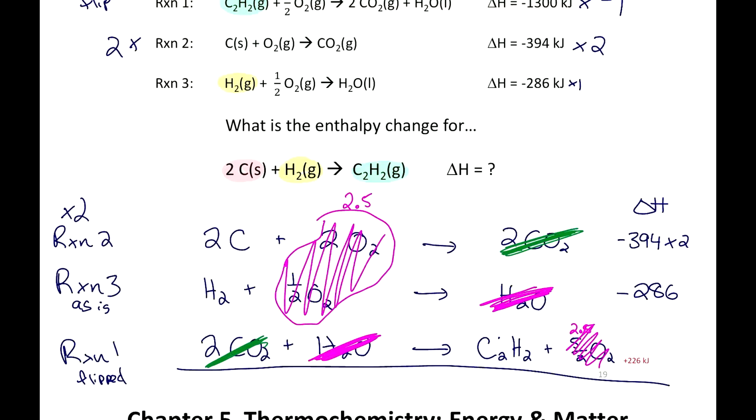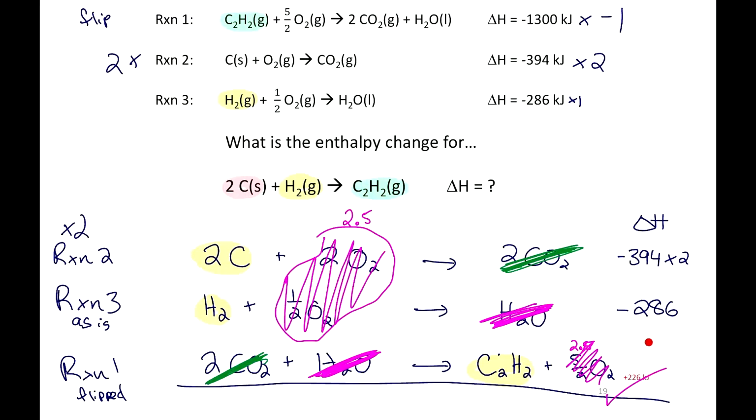So what is left over? We have 2 carbons plus a hydrogen gives us a C2H2. Is that what I want in that target reaction? Yes, it is. So I can confirm, yes, doing all that manipulation to those 3 reactions gives us our target reaction. I forgot to write that last reaction flipped. So what delta H do I put right here?